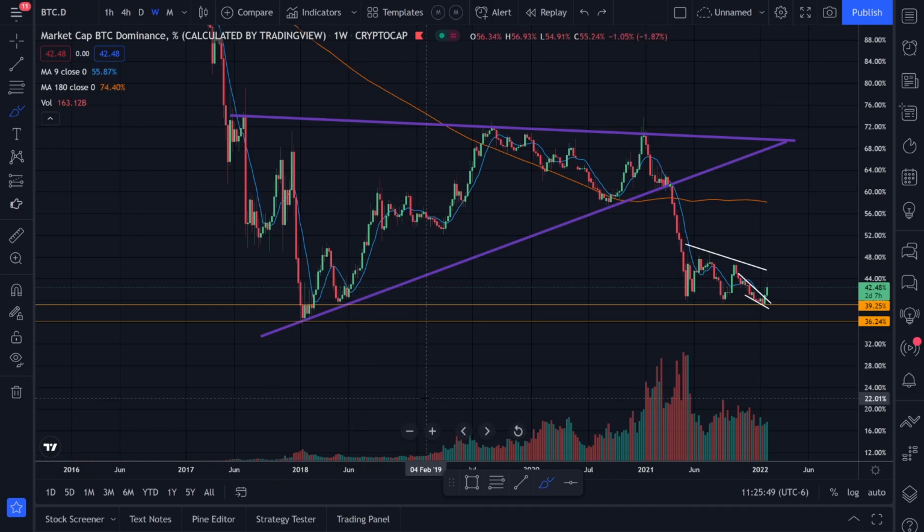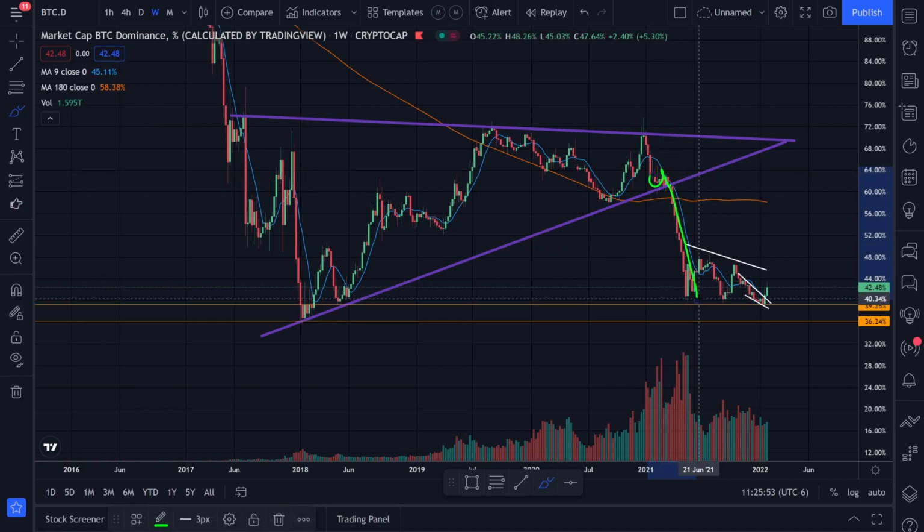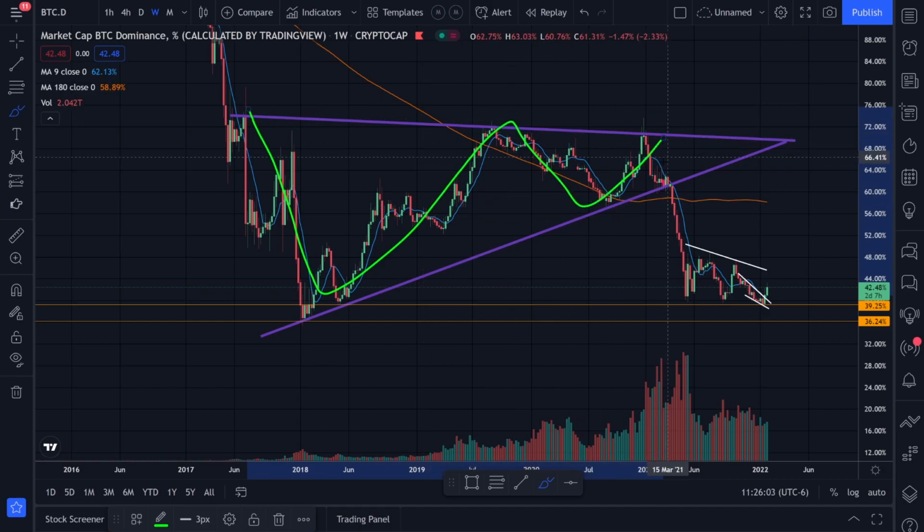Okay, so here is what we're looking at. Basically, if this chart is going down, it's an altcoin season. And if this chart is moving up, then Bitcoin is basically in control and dominating all the other coins. So what I was looking at is this triangle pattern right here for a really long time.